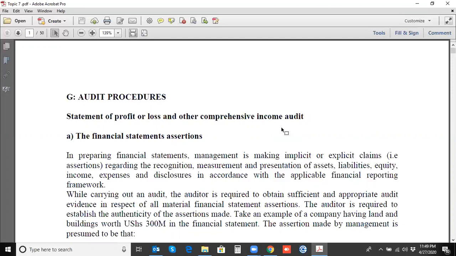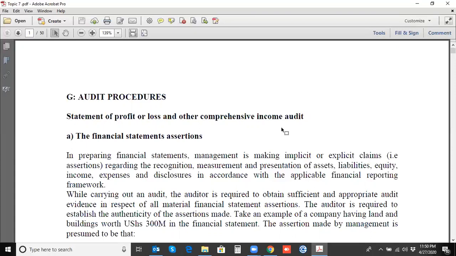I remember right from the beginning we said that, as an auditor, you are there to verify the truth and fairness of the financial statements. And from our accounting, from our financial reporting, we know what financial statements are. We have the income statement or the statement of profit or loss. We have the statement of financial position. We have the statement of cash flows. We have the statement of changes in equity. And then we have the notes and the disclosures to the financial statements.